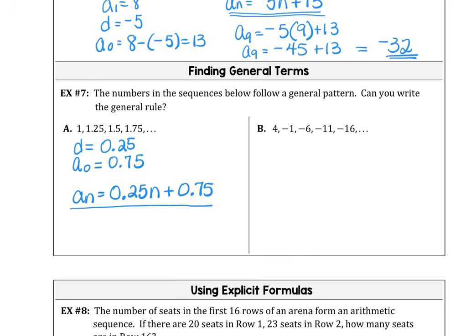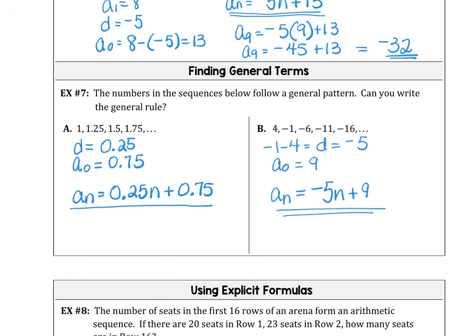On 7b, the common difference, negative 1 minus 4, is our difference. That's negative 5. And our a sub 0 term would be 5 plus 4, so that would be 9. 9 minus 5 gets us to the first term, 4. The a sub n term will be negative 5 times n plus 9.